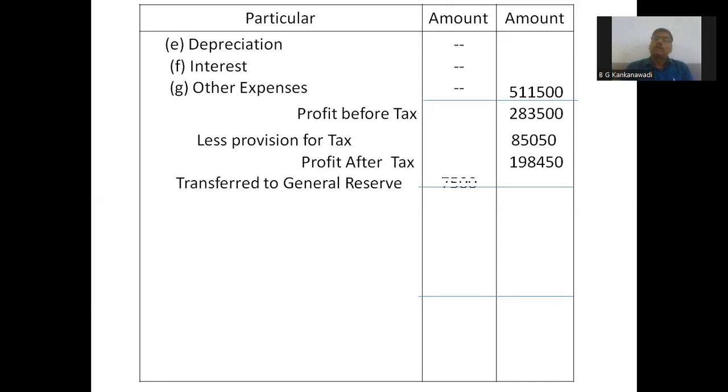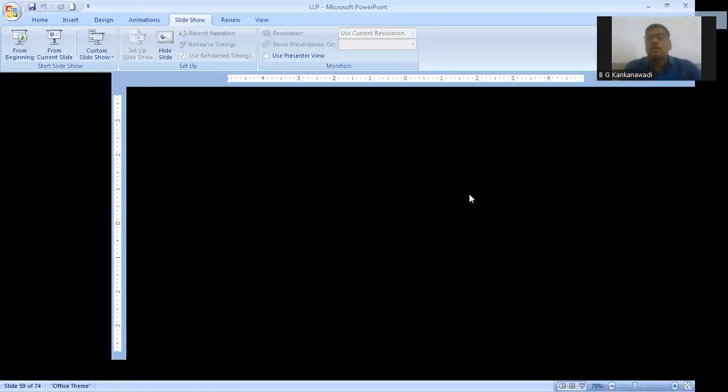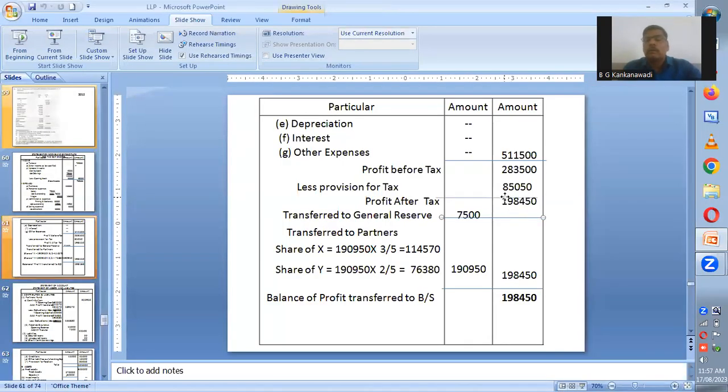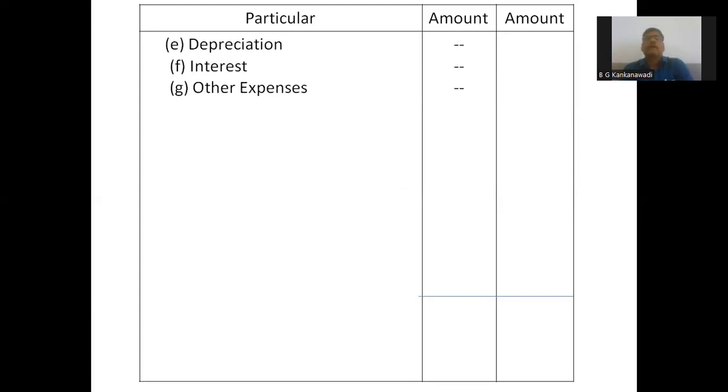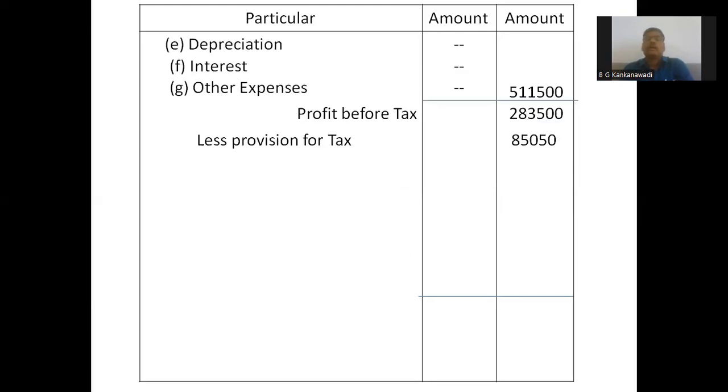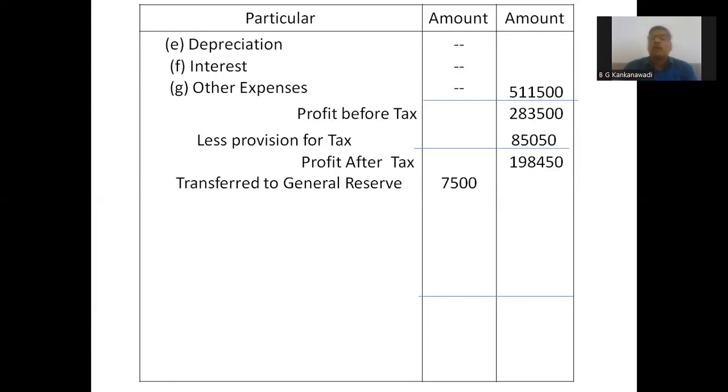Then transfer to general reserve is 7,500. You transfer 7,500 to general reserve. 7,500 is to be transferred to general reserve out of the balance. That means 1,98,450 minus 7,500.